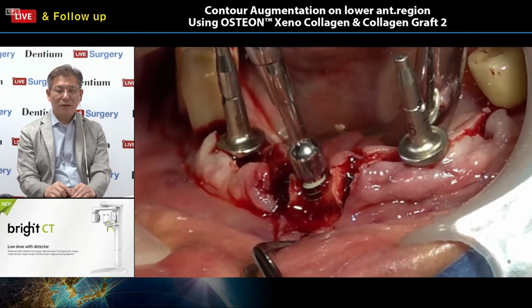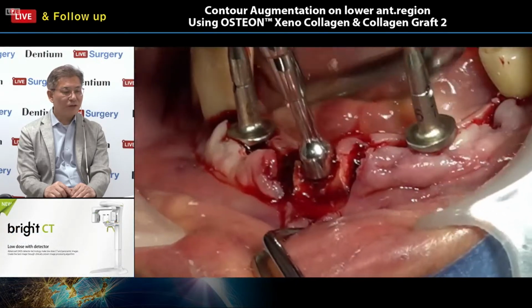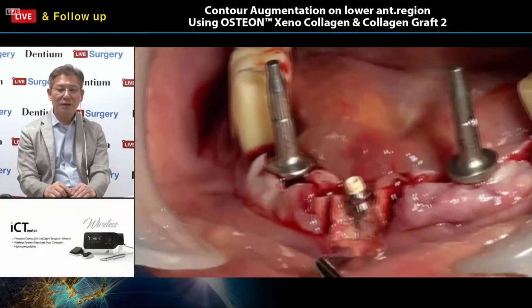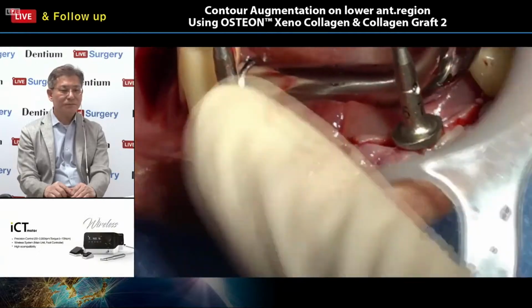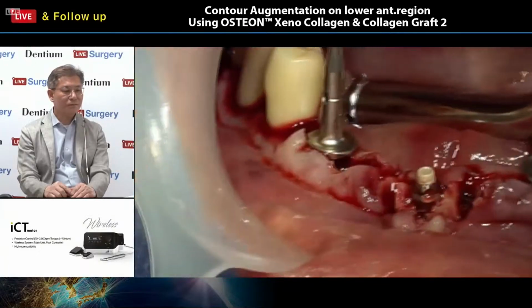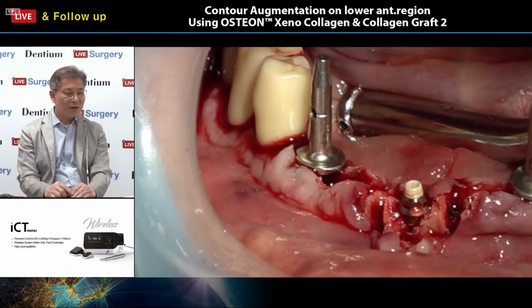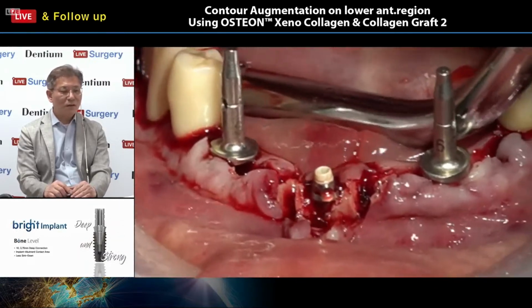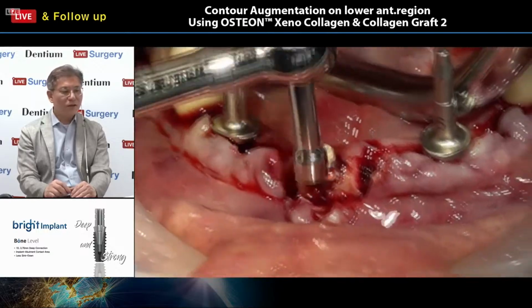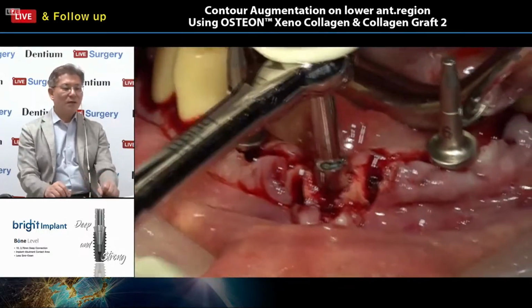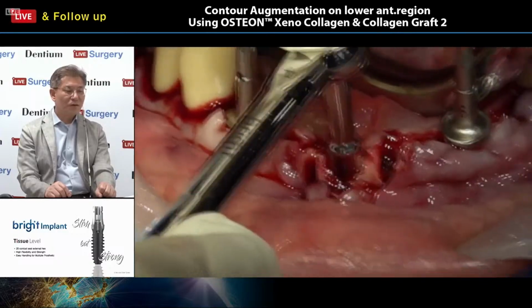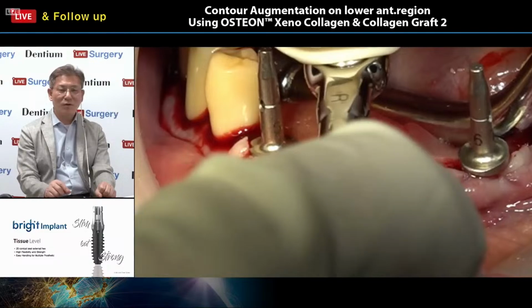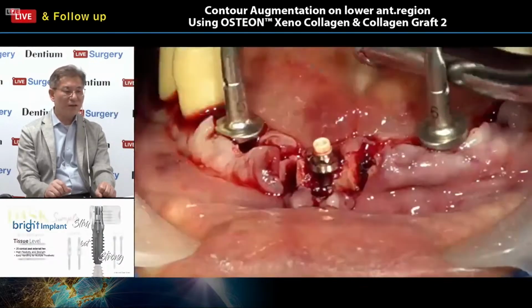Okay, diameter 3.0, I think 9 millimeter. A little bit deep insertion for the marginal bone, according to the marginal bone remodeling. So he is considering this marginal bone remodeling, so a little bit deep insertion.